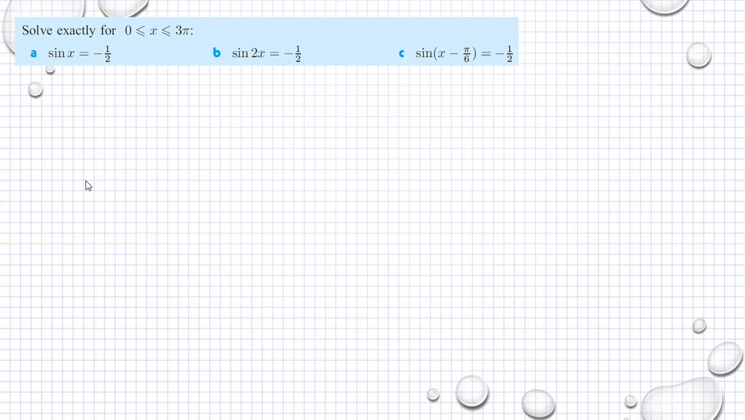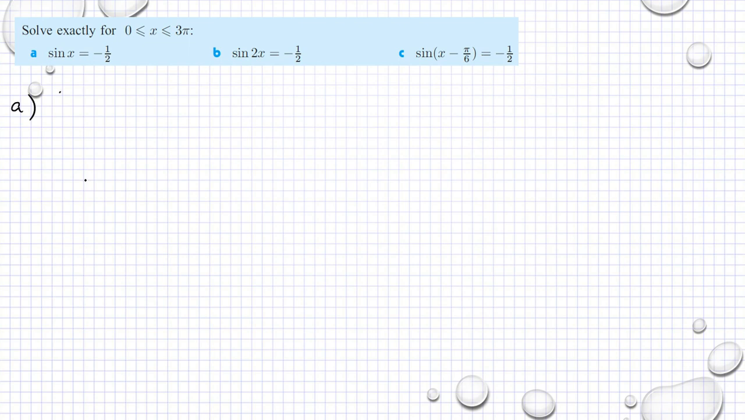Some more examples. We have 3 examples here. They are almost similar with each other. The only difference is that we have x there, 2x, and then we have x minus pi divided by 6. And then we have our x is from 0 to 3 pi. You can take first the a.